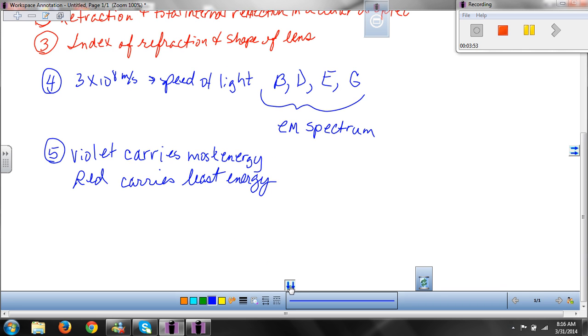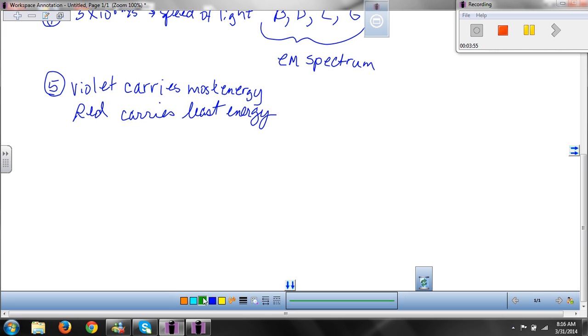Okay, number 6. Let's change colors. Number 6 says which color of light travels with the highest frequency. Well, I just said it in the one above, but violet has the highest frequency. That's why it has the most energy. It's vibrating very fast. And red has the least amount of frequency.